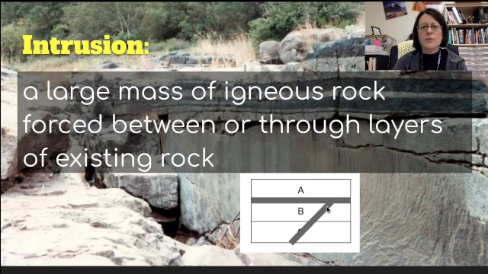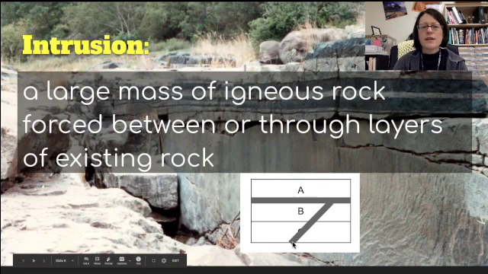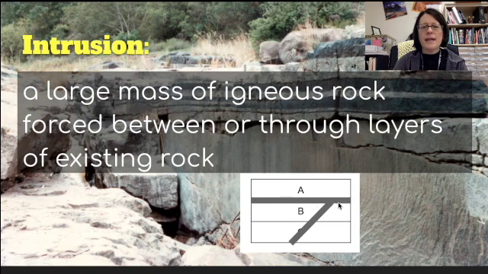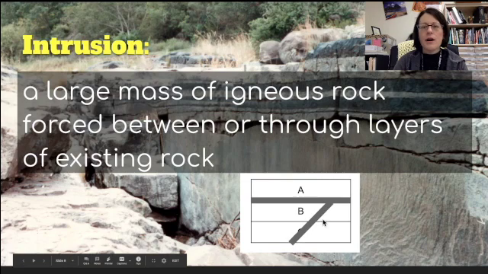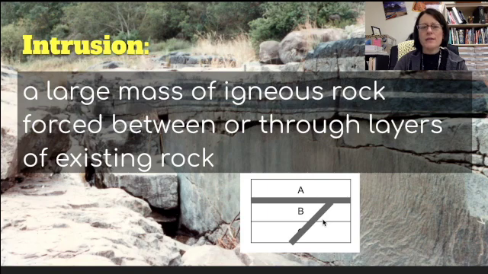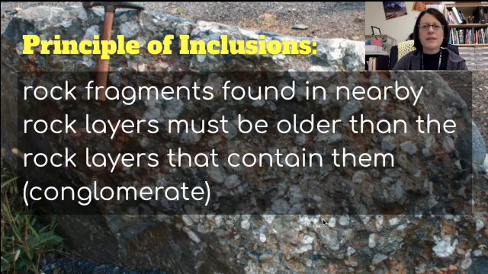Dikes cut through the rock layer like here. So I have A, B, and C. The dike is cutting through these rock layers and forming a sill between A and B here. So like a windowsill. Think of a windowsill. And so we would know that the intrusions are younger than the rock layers because the rock layers had to be formed first before the intrusions cut through them. And so that's actually the principle of cross-cutting relationships.